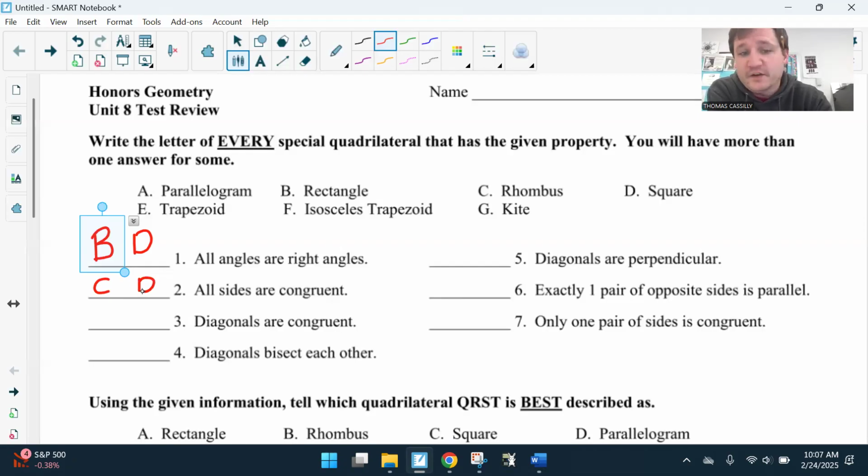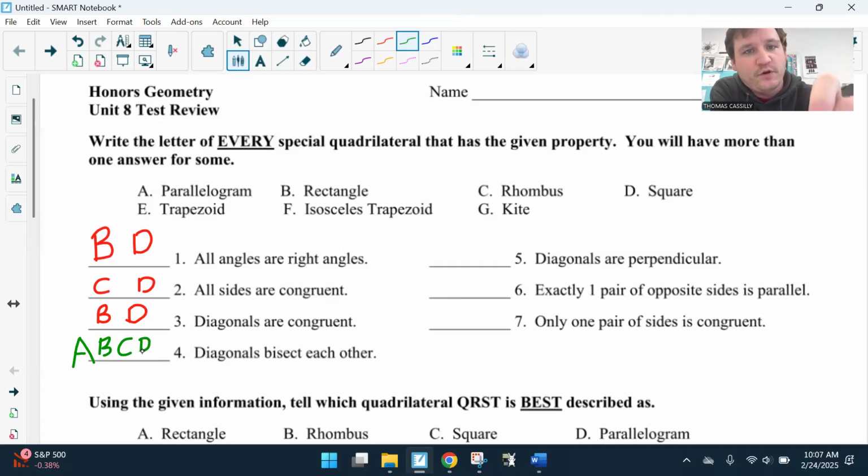Diagonals are congruent. That is a property. It's not a definition, it's a property of a rectangle. It turns out, in a square, the diagonals are also congruent. The diagonals bisect each other. That is a property of a parallelogram. Since it's a property of a parallelogram, we have to consider all of the parallelograms here. A rectangle is a parallelogram, a rhombus is a parallelogram, a square is a parallelogram. So this property fits for all 4 of those.